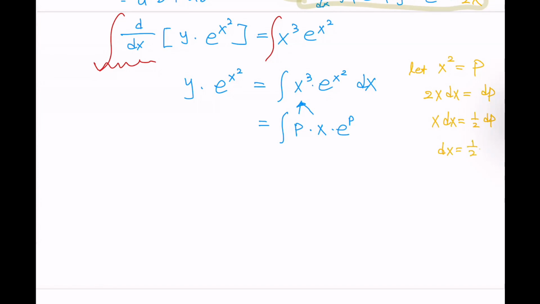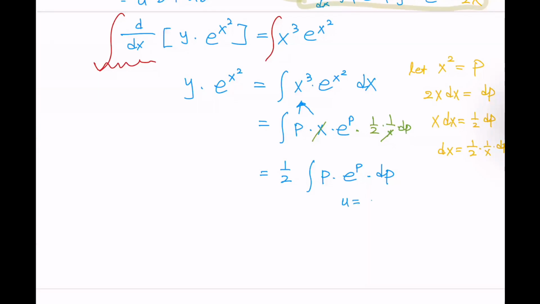1 over 2 times 1 over x times dp. The x cancels out. That equals 1 over 2 integral p times e to the p dp. Now we can do integration by parts.